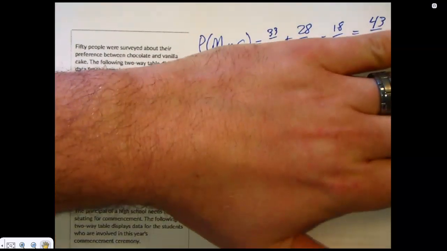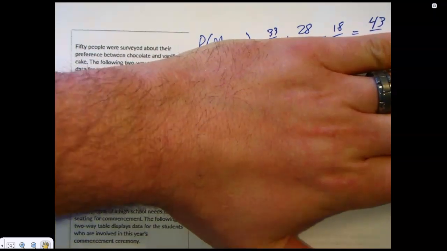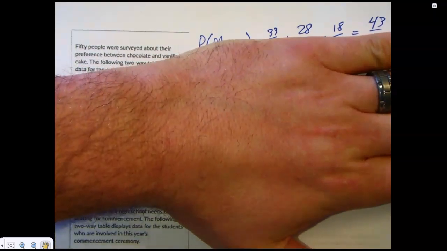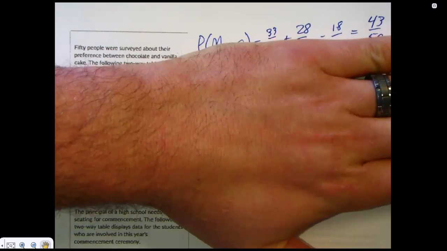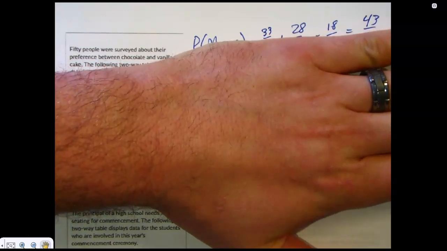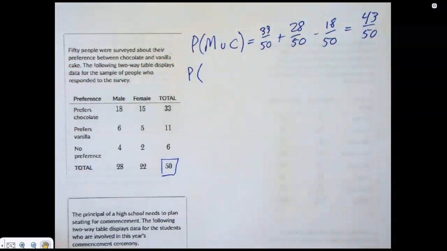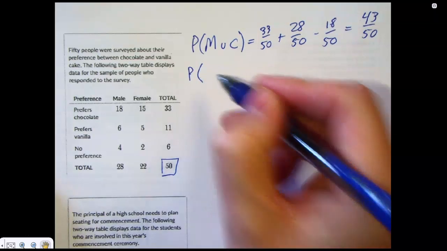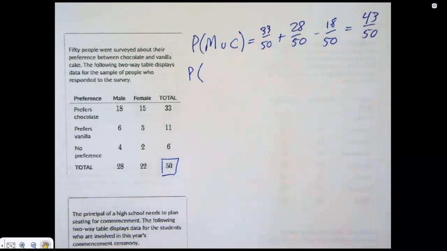Some people will just do this, and you can avoid it until the end. You've got to put it at the end. But some people just go 28 plus 33 minus 18. Okay, that's 43. But don't forget to put the 43 over 50. If you tell me the probability is 43, that's not right. So let's say the probability of, alright, I have to think through how this is gonna look.